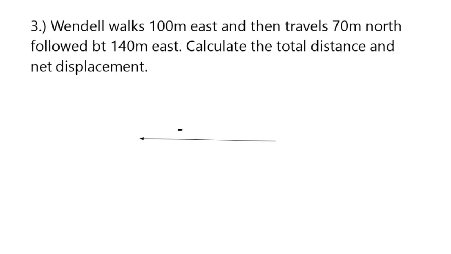So it says here, Wendell walks 100 meters east. He is going in the negative x direction, so he will have a negative magnitude. And then he travels 70 meters north, so we go on the positive y-axis. And then followed by 140 meters east, so that means he's going in the negative x direction once again.